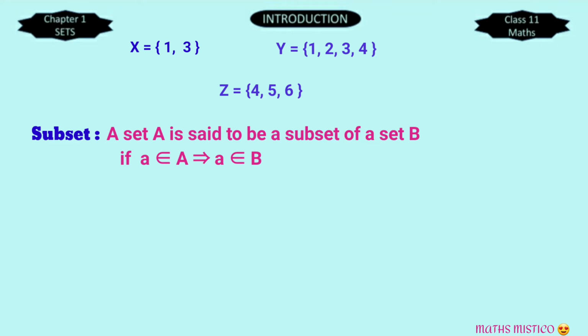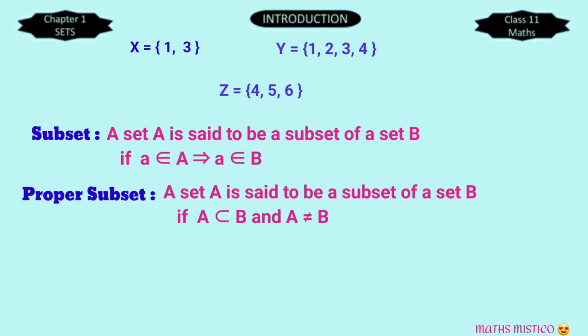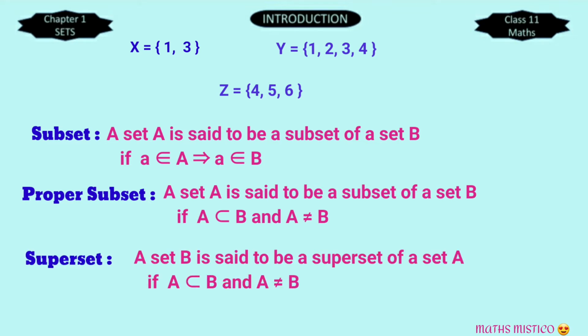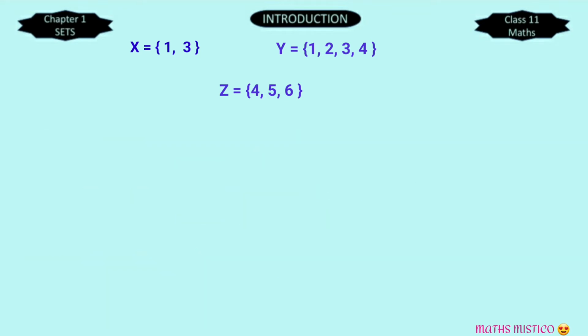In other words, X is a subset of Y but X is not equal to Y. Such a subset is called a proper subset. A set A is said to be a proper subset of B if A is contained in B and A is not equal to B. The other set B in this case is called a superset of A. A set B is called a superset of set A if A is contained in B and A is not equal to B. In simple language, if B contains at least one element more than A, then it is a superset.